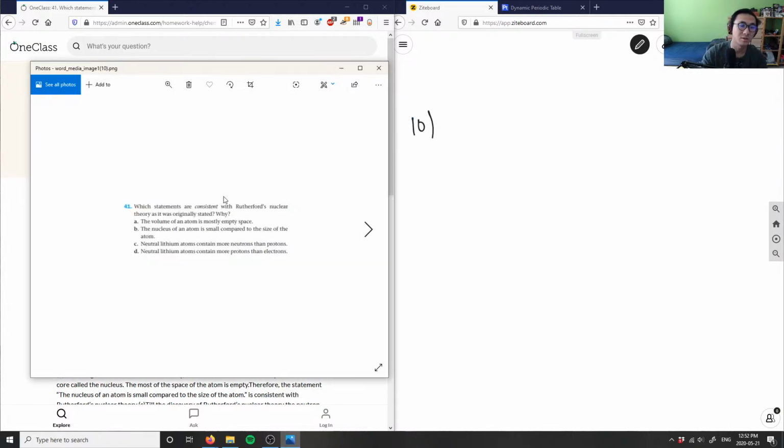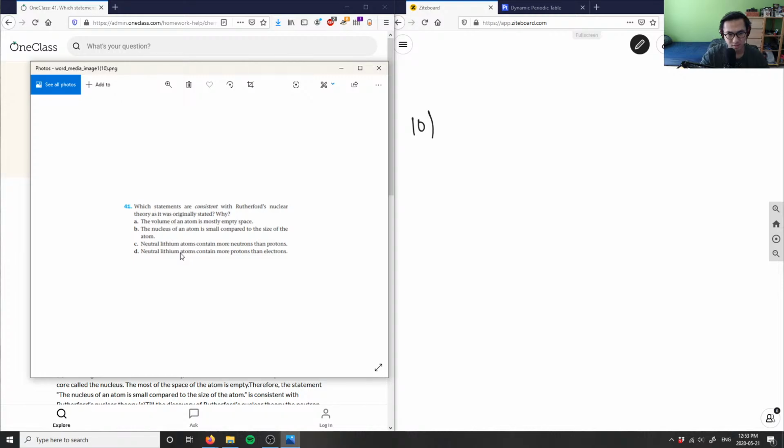Yeah, so it says, which statements are consistent with Rutherford's nuclear theory as originally stated? And we have 4 of these. A: the volume of an atom is mostly empty space. B: the nucleus of an atom is small compared to the size of the atom. C: neutral lithium atoms contain more neutrons than protons. And D: neutral lithium atoms contain more protons than electrons.